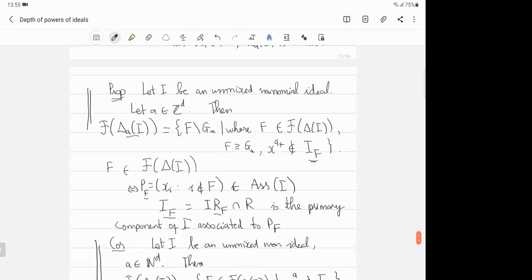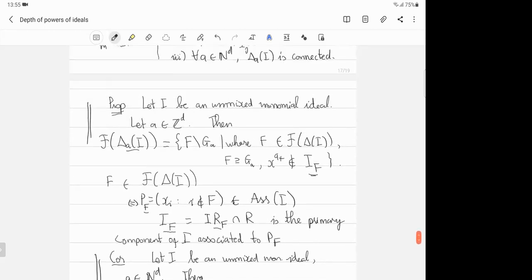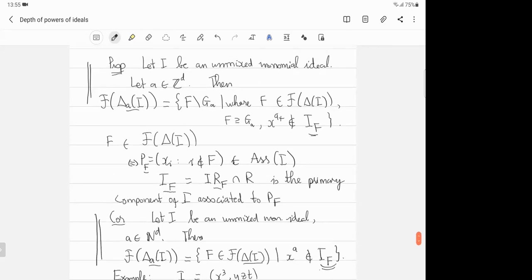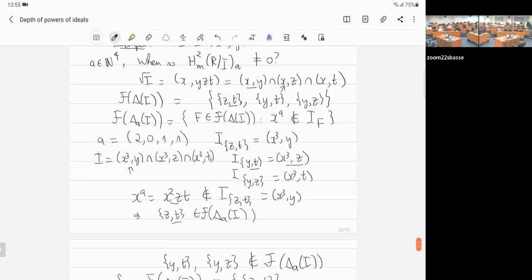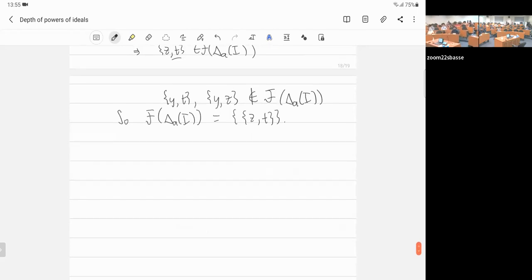So the moral of everything here is that you can do everything for unmixed monomial ideals. The most interesting ideals are prime ideals, radical ideals and primary ideals, and those are unmixed. So of course you want unmixed examples, because that's a nice ideal. Definitely, the structure is nice when it is unmixed.